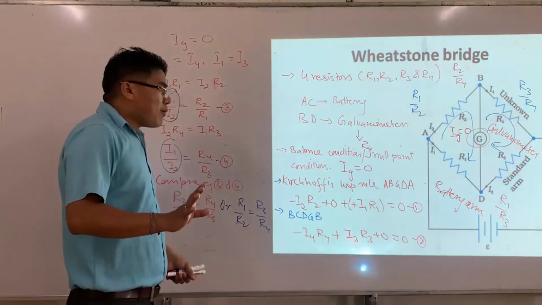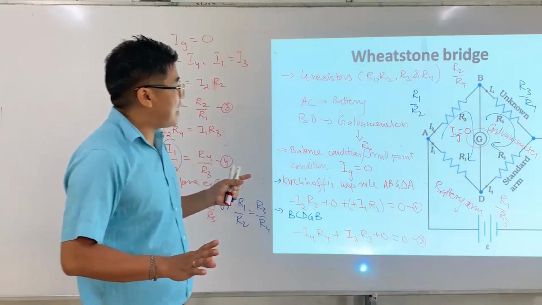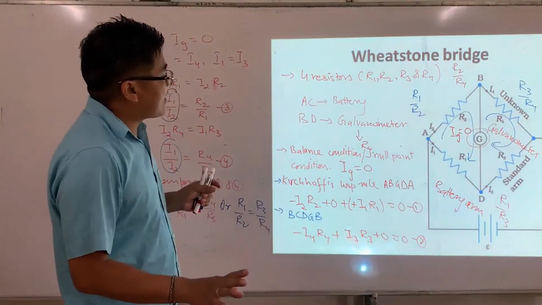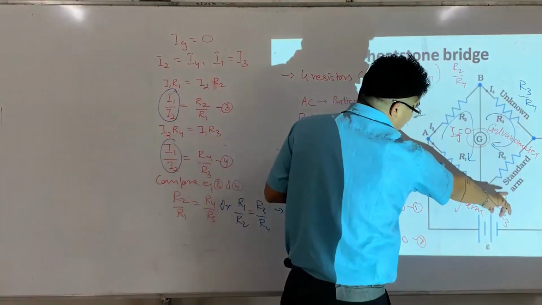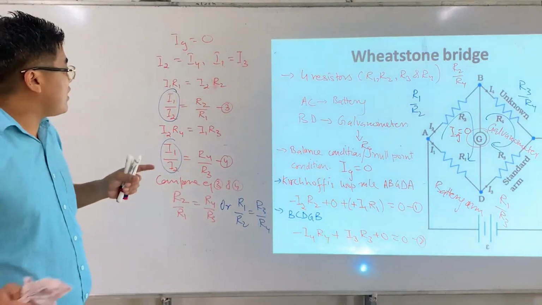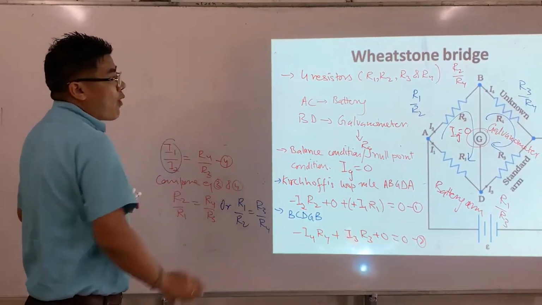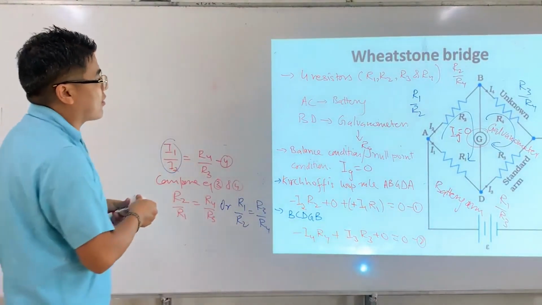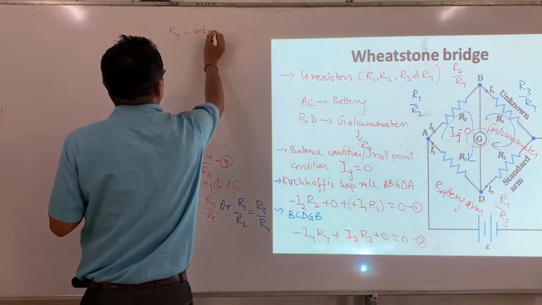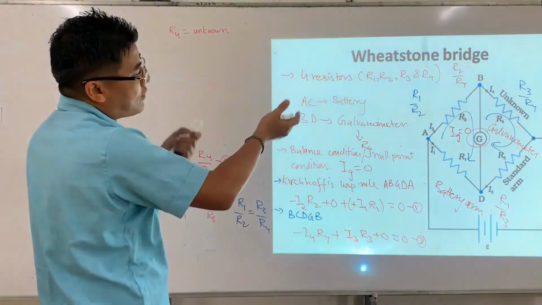So therefore, whenever you get this kind of network, still I can say that R1 divided by R2 must be equal to R3 divided by R4. Or I can write R2 divided by R4 must be equal to R1 divided by R3, right? So therefore, you can easily know. If this condition is achieved, now look at here, if one is unknown, let's say R4 is unknown, then we can get out R4 out of this relation, right?